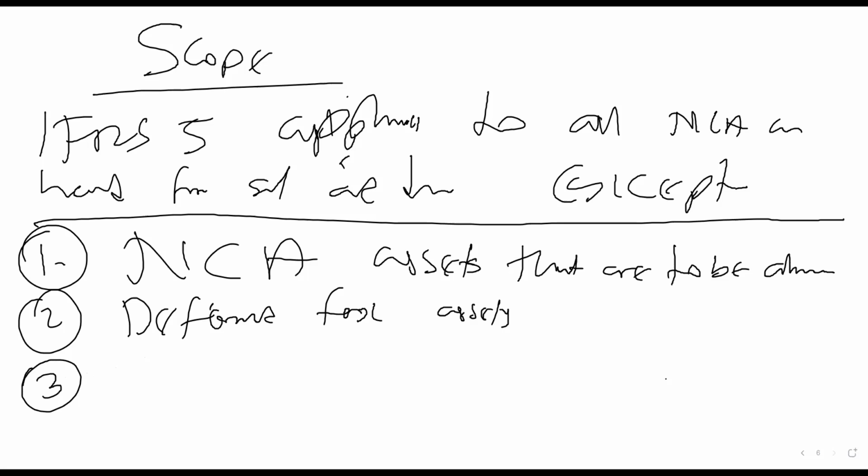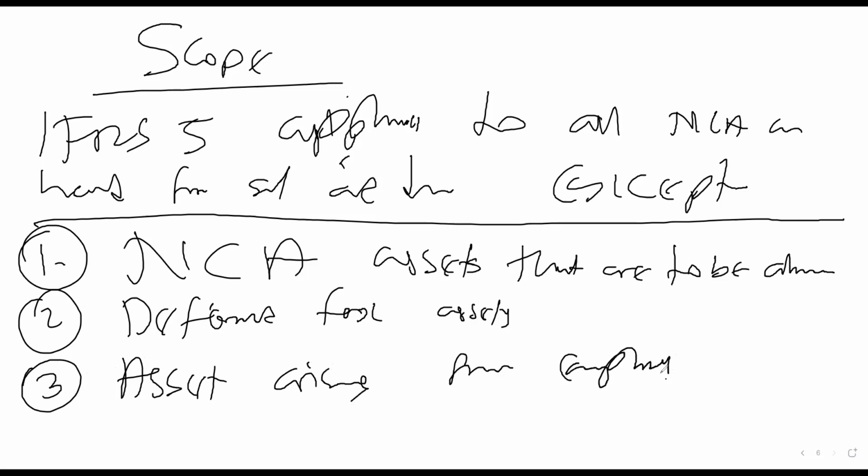Assets arising from employee benefits. Who can give me an example? Which standard covers assets arising from employee benefits? IAS 19. Please, employee benefit assets can never be classified under IFRS 5. Never.